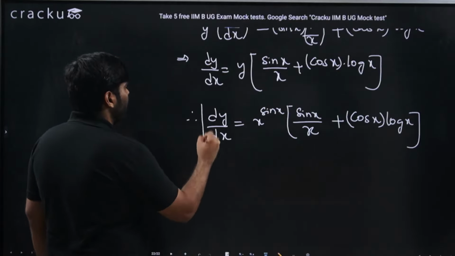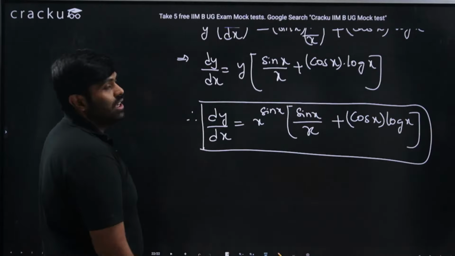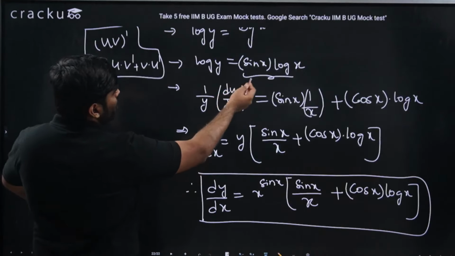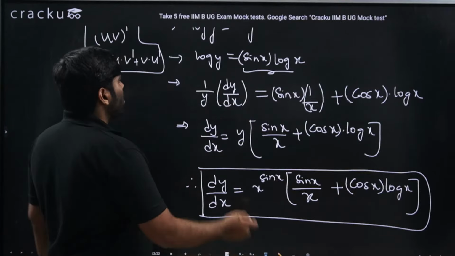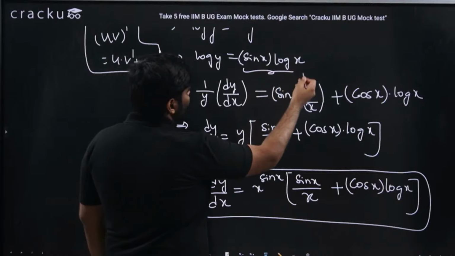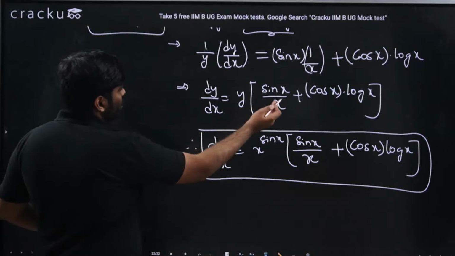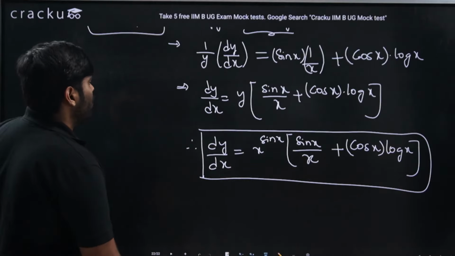This is what dy by dx is. What we have done is, they have given y is equal to x power sin x. First we applied log on both sides, then we get log y is equal to sin x into log x, then differentiate right hand and left hand with respect to x. You get 1 by y into dy by dx is equal to sin x into 1 by x plus cos x into log x. So dy by dx is y into this, y is nothing but x power sin x. This is what dy by dx turns out to be.